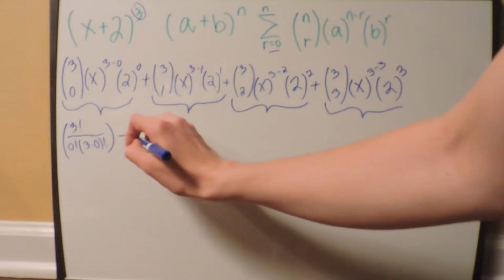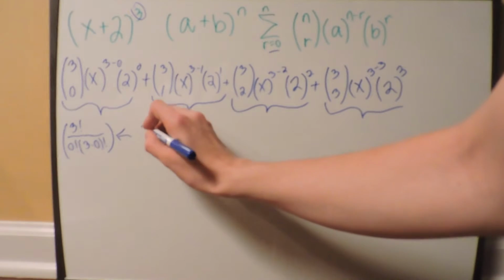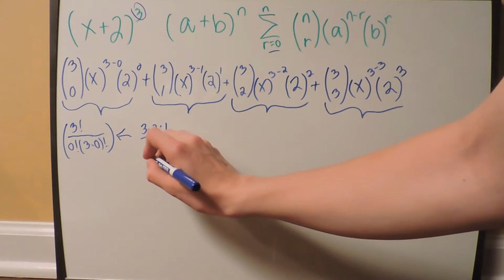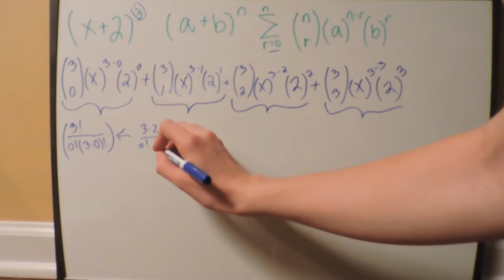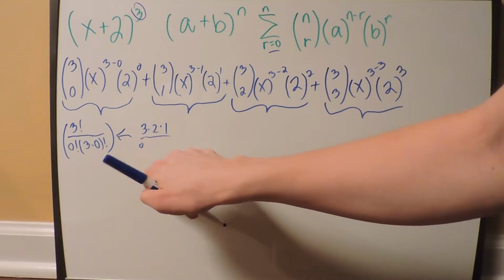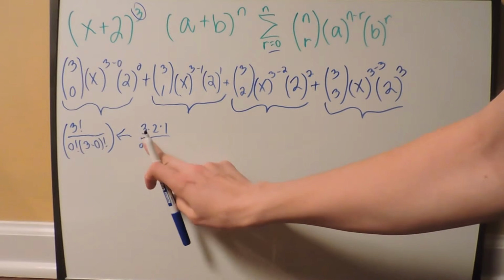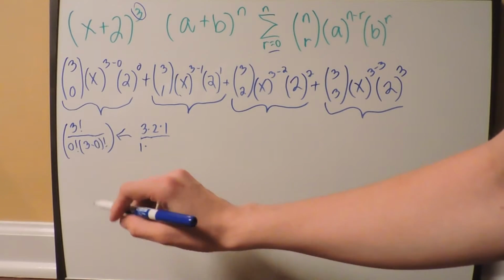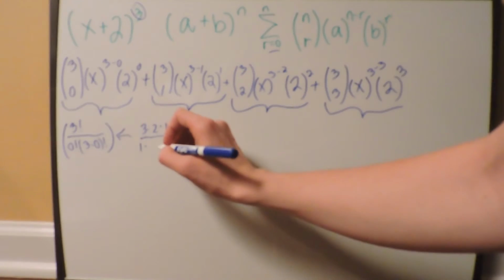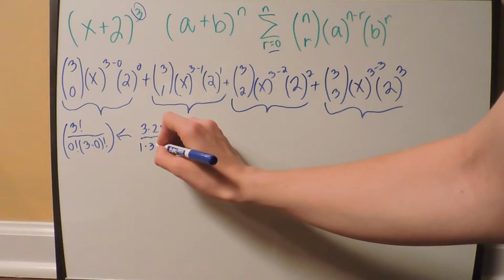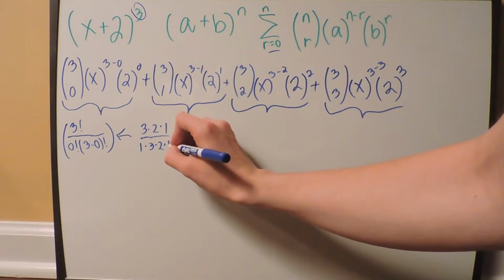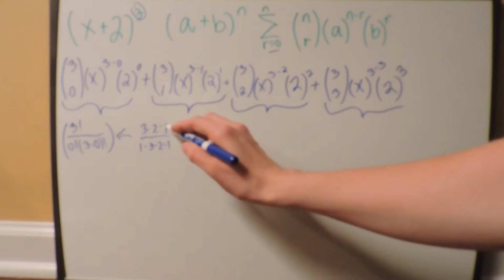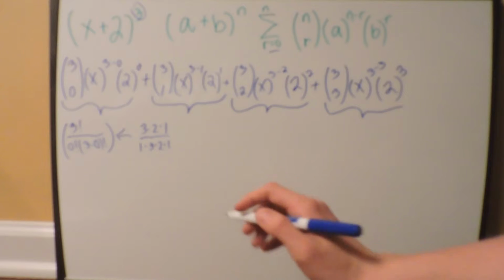So basically, what this means is 3 times 2 times 1 all over 0 factorial. So that's just going to be 1. Anytime you see 0 with factorial, it's always going to equal 1. And then this one is going to be 3 minus 0, so it's just going to be 3 times 2 times 1. So that's basically what you have. Anytime you see anything times 1, it's just going to equal itself.